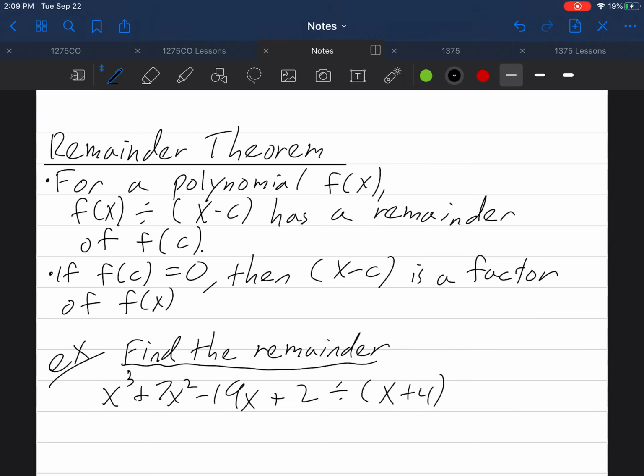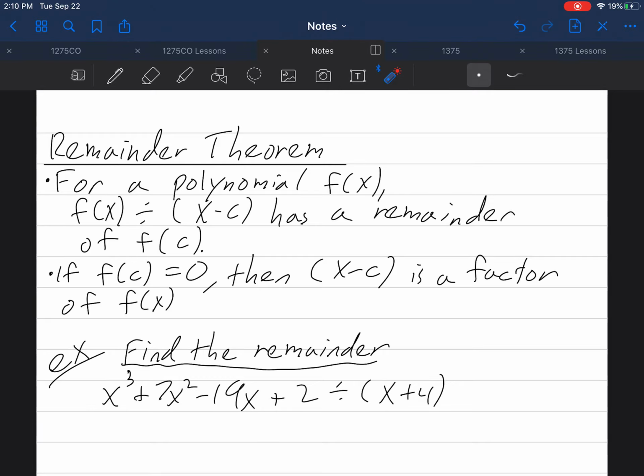So continuing with polynomials, there exists something called the remainder theorem. The remainder theorem says this: for a polynomial, we'll call it f of x, if we are dividing f of x, this polynomial, by a binomial, x minus c, so this is 1x to the first power minus some number c, then we can quickly find the remainder. Without actually doing the division, we can find the remainder simply by plugging this number c into f and evaluating f of c.